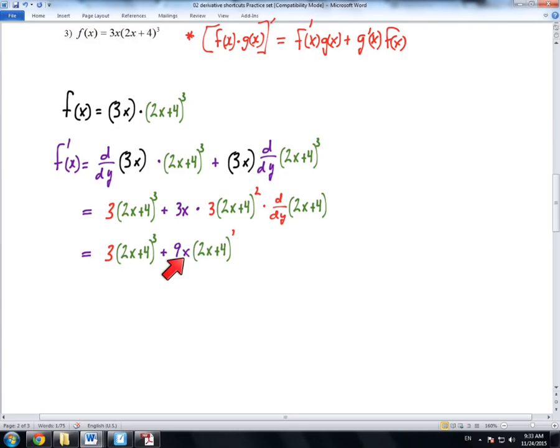3x times 3 is 9x. (2x plus 4) squared just carries down. And the derivative of 2x plus 4 is 2. So that's where the extra 2 comes from. Bada bing, bada boom. 9 times 2 is 18.